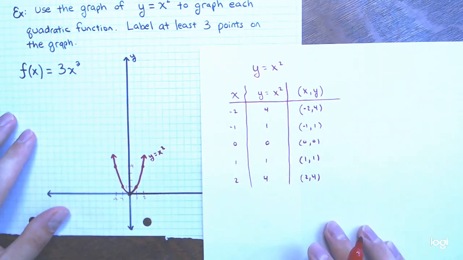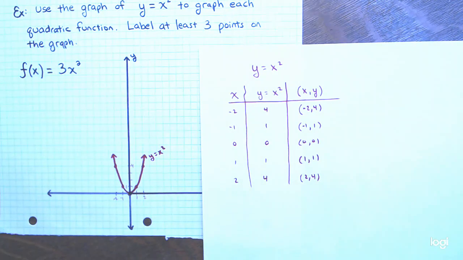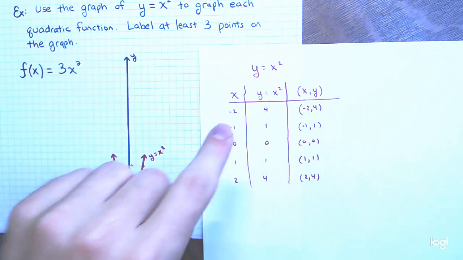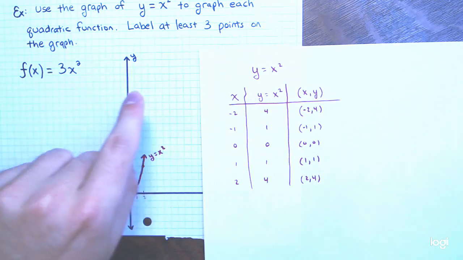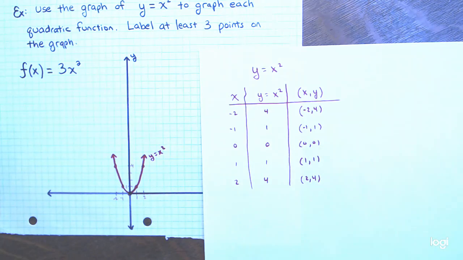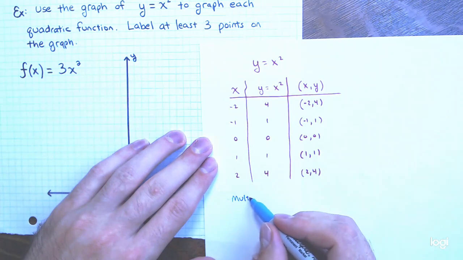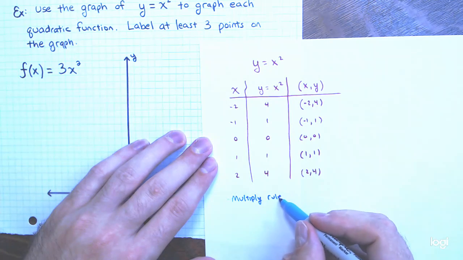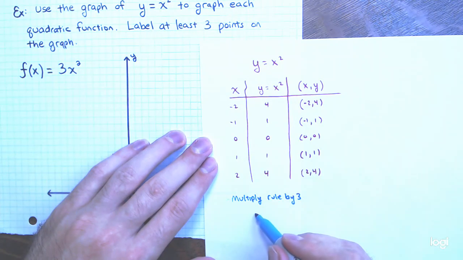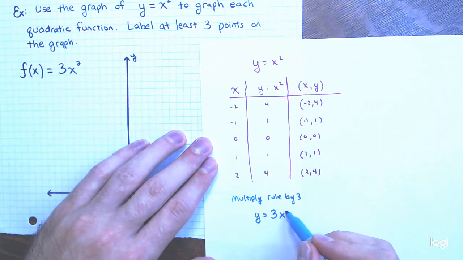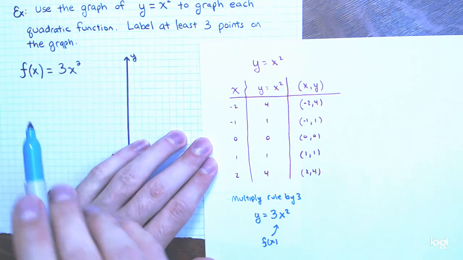All right, so that's our starting point, and then we're going to be graphing y equals 3x squared. I want to do one transformation at a time, and there's really only one thing to do here. I'm going to change the rule x squared into the rule 3x squared. Well, that would be just by simply multiplying by 3. So I multiply the rule by 3, giving me y equals 3 times x squared, and this is the f of x that we're given. f of x is 3x squared, that's this guy here.